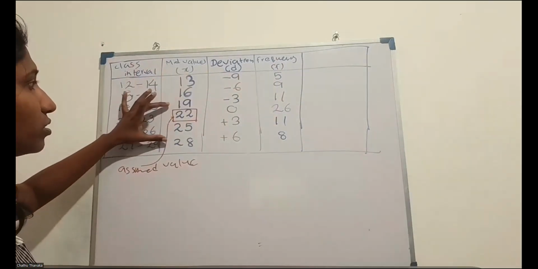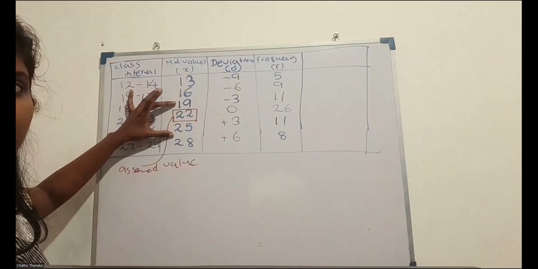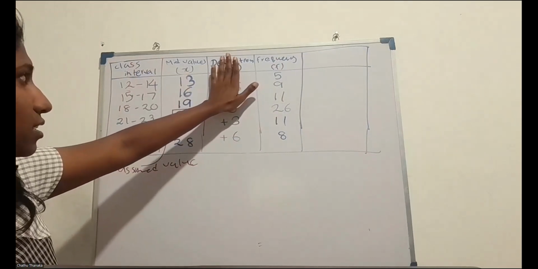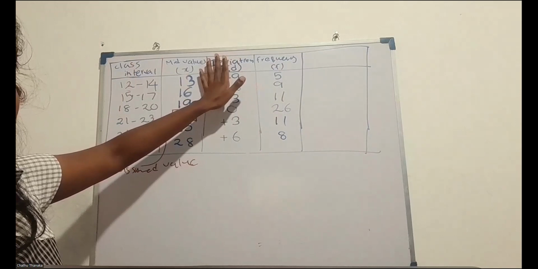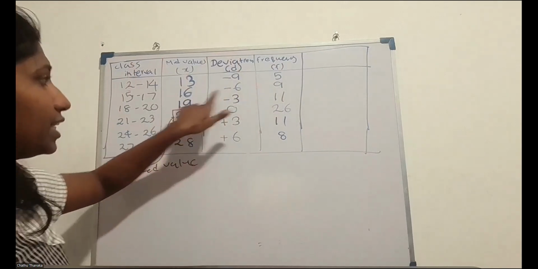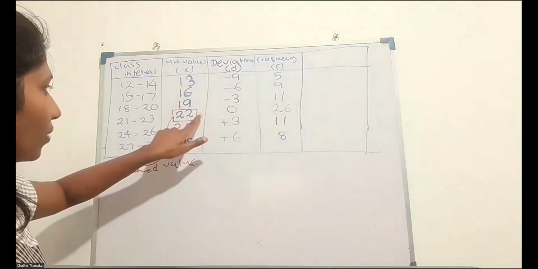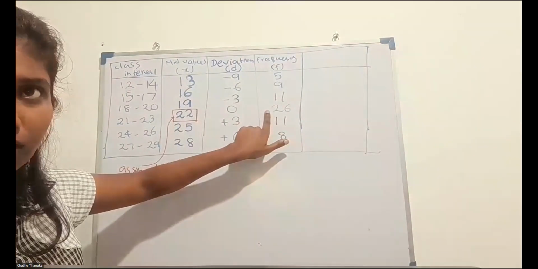Look at the mid values also. These also some big values. No? When we don't consider about this deviation according to the previous method, we have to multiply 19 by 11. Here 22 by 26. Can you understand?